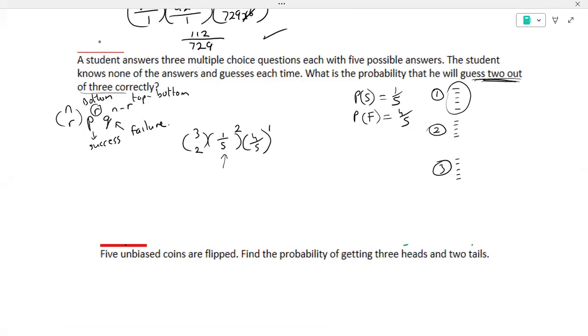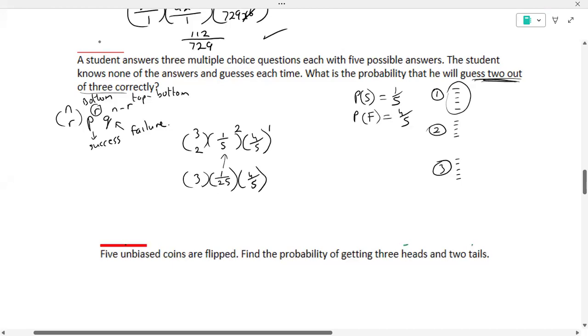Now that's it done, because now it's just calculator. 3 choose 2, that's 3. 1 over 5 squared is 1/25, and then 4/5. You can use your calculator to do all that anyway, but I'm just showing you each step there. So we are getting an answer of 0.096.